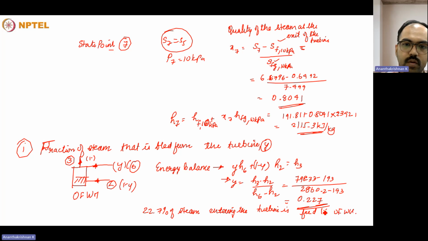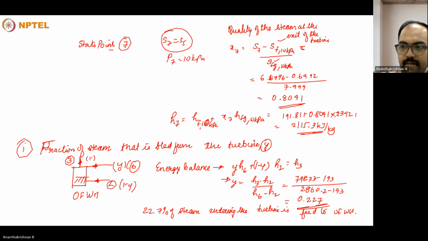That is the first part of the problem. Now we can tackle the second part. So we need to calculate the efficiency of the cycle. So that will be equal to, efficiency will be equal to work net divided by Q in.